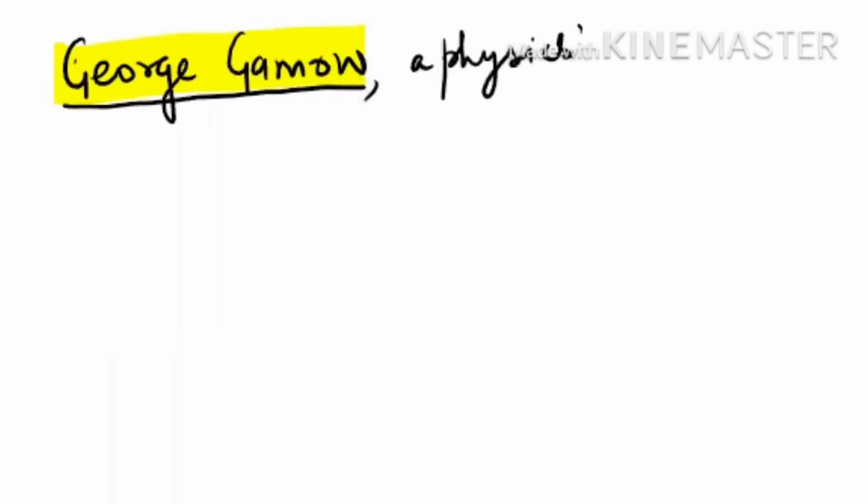Now see, George Gamow actually was not a biologist, he was a physicist. So he gave one proposition. He said it might be some combination of the bases that is working. Then they said that 4:1, that is 1:1, coding for 20 amino acids is not possible. It means one amino acid is not coded by one nitrogenous base.